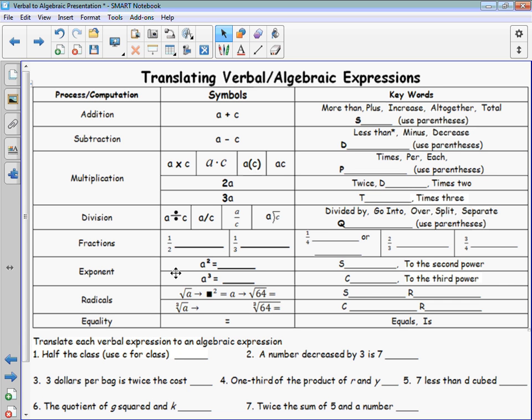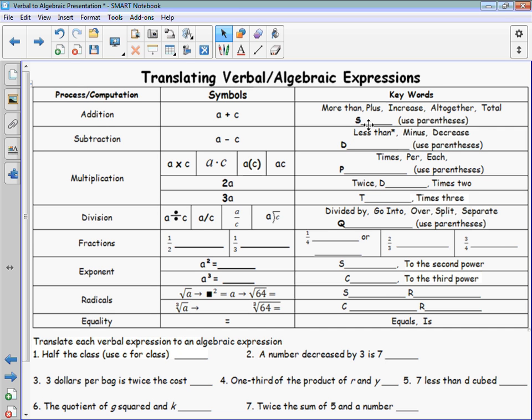Right? But our dictionary has a few holes. So we know about addition, right? We know the plus sign. And we know a few words here, right? You guys seen these words before? We have more than, plus, increase, altogether. So they all mean what in math? They all mean addition. That's why they're in the addition column.